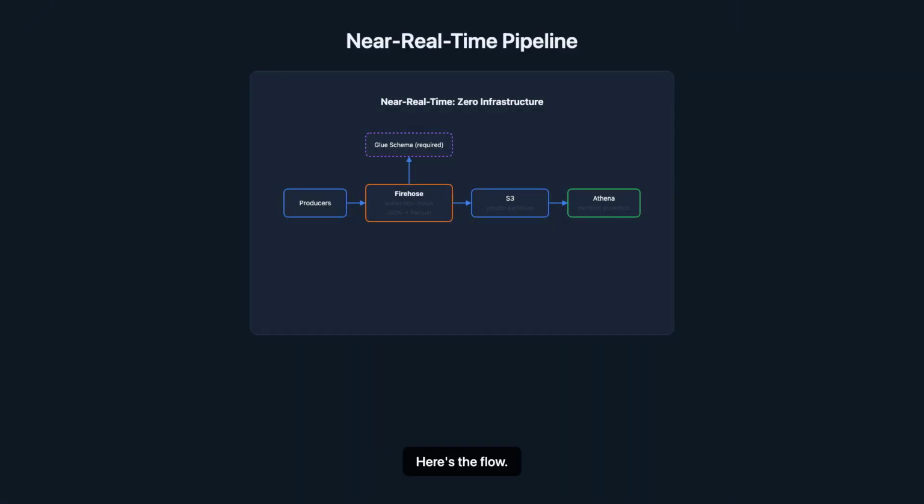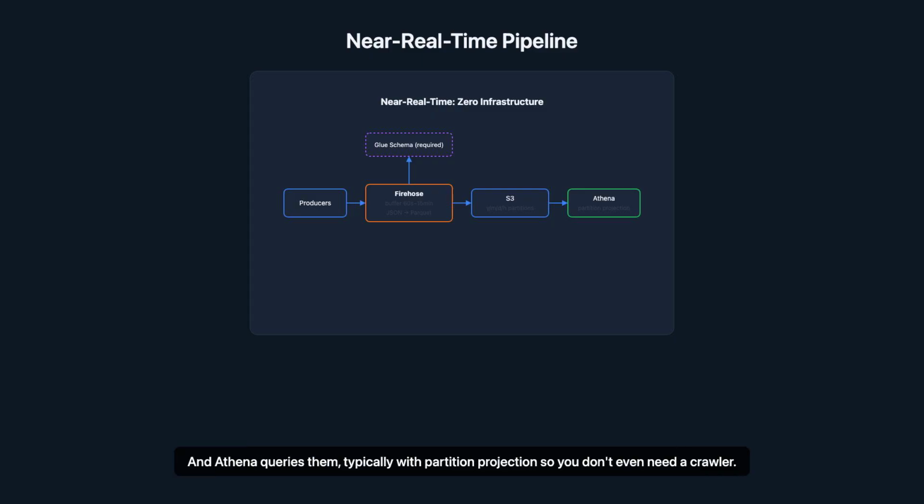Here's the flow. Producers send records straight to Firehose. Firehose buffers them anywhere from 60 seconds to 15 minutes, and during that buffer window, it converts the inbound JSON into Parquet by referencing a Glue schema. The Parquet files land in S3 with year, month, day, and hour partitions, and Athena queries them, typically with partition projection so you don't even need a crawler. The whole pipeline has no shards to manage, no consumers to write, no clusters to size.